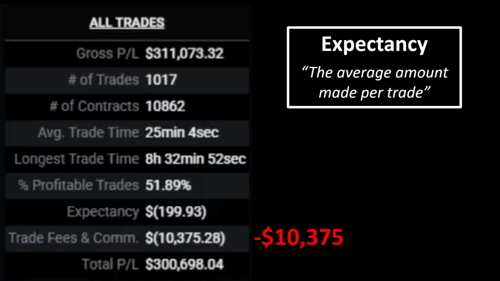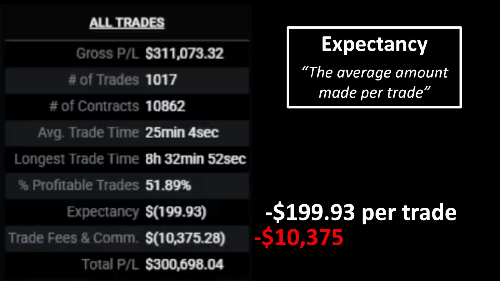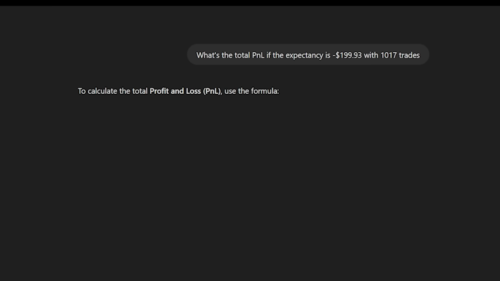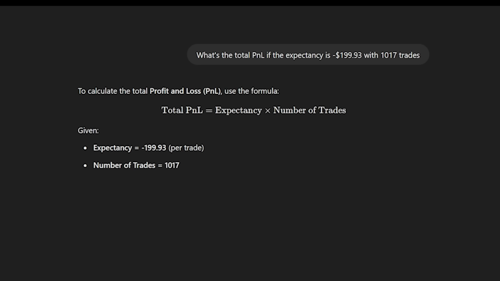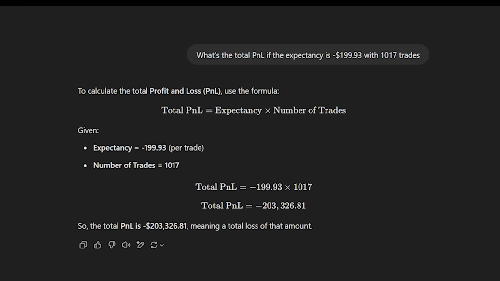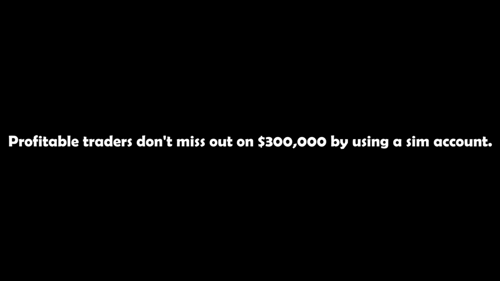You see that $10,000 that was lost in commissions? And how the negative number or loss is denoted by parentheses? Well, so is the expectancy. According to this report, Danny lost an average of $199 over those 1,017 trades. In fact, the values in this picture mean that the total P&L should actually be a loss of $200,000, according to my math professor. It proves he's not trading a real account and that he's a fraud.